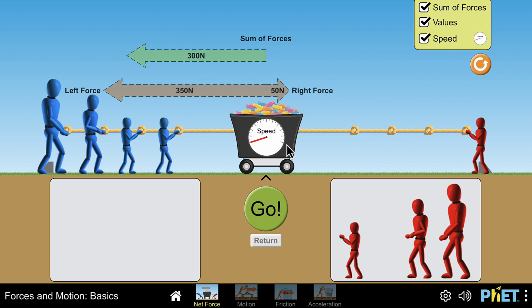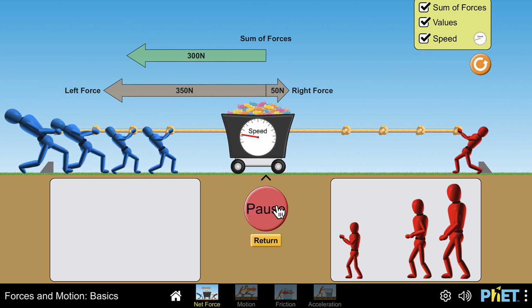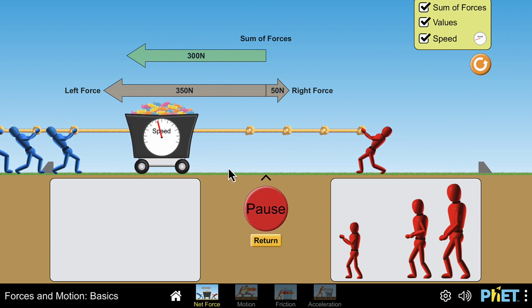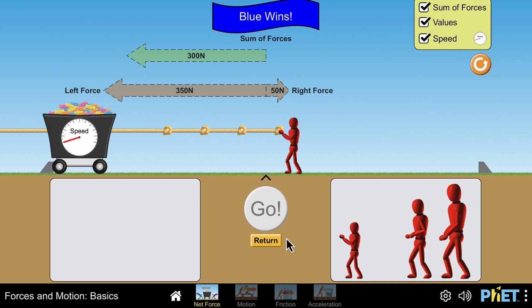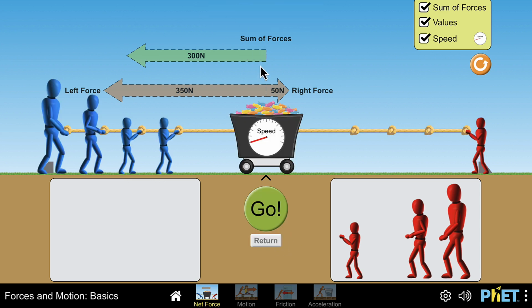So what would you expect? Let's see. You would expect it to accelerate more. Why? Because the net force is greater. So what we learn from this section is if there is a net force, there is a change in motion, and the bigger the net force, the bigger the change in motion is.